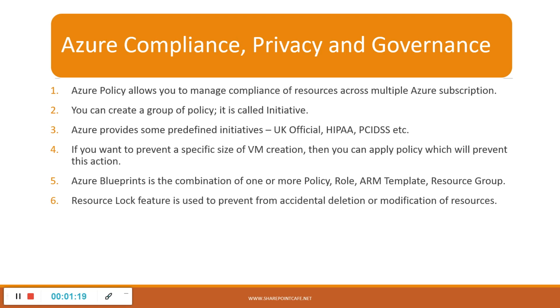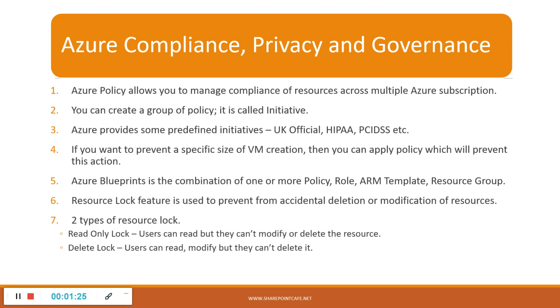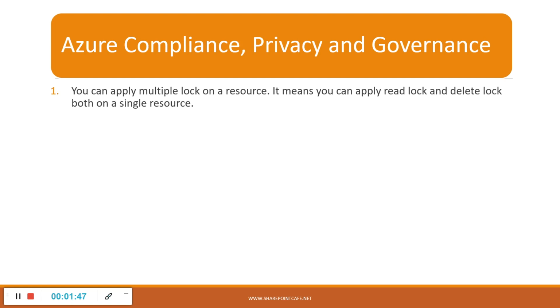Resource lock feature is used to prevent accidental deletion or modification of resources. So basically there are two types of resource lock available in the Azure portal. They are read-only lock and delete lock. Read-only lock means users can read but they can't modify or delete the resource. Delete lock means users can read and modify, but they can't delete it. And you can apply multiple locks on a resource. It means you can apply both a read lock and a delete lock on a single resource.